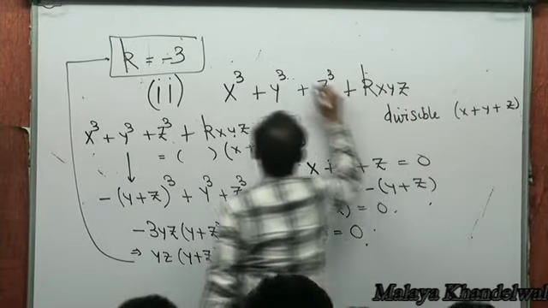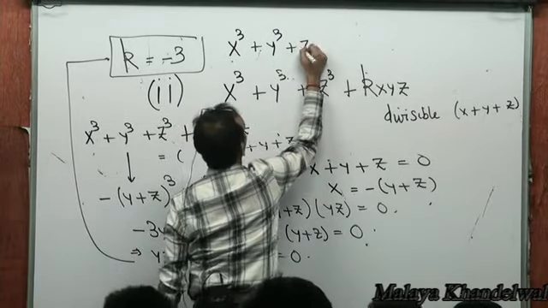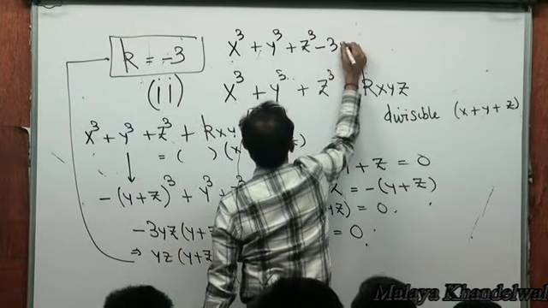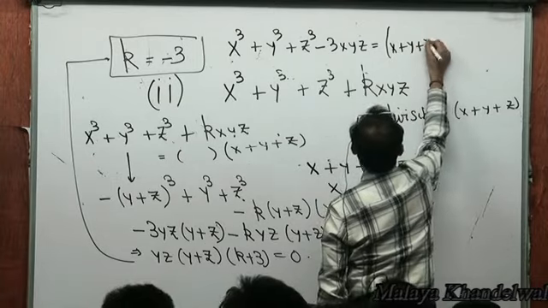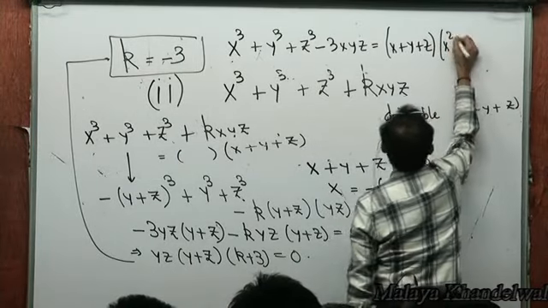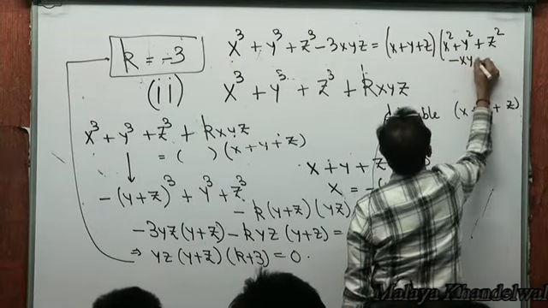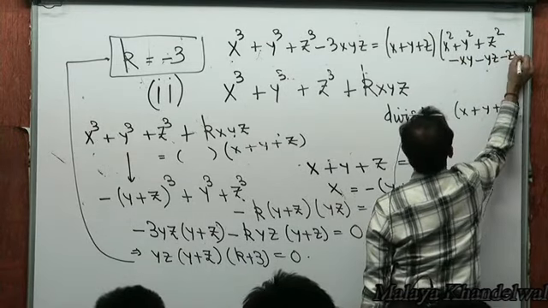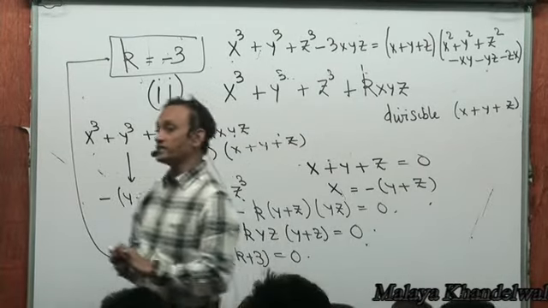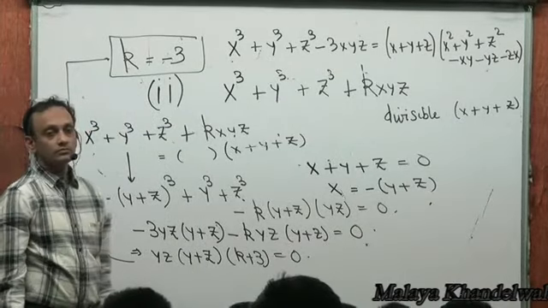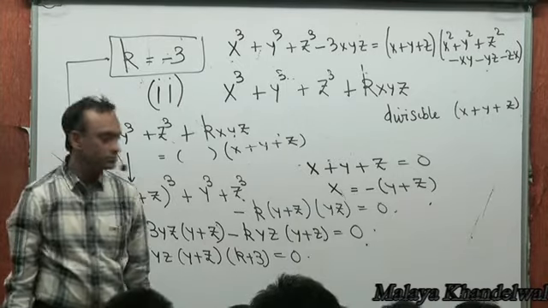In fact, I am not sure if you are aware of this identity. x cube plus y cube plus z cube minus 3xyz is x plus y plus z into x square plus y square plus z squared minus xy minus yz minus zx. You're aware of this? This is a routine identity. Clear? Shall we proceed?